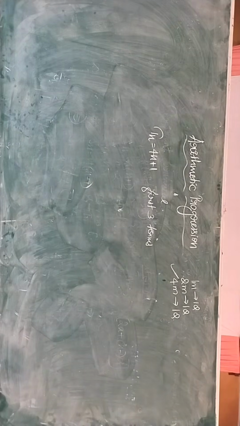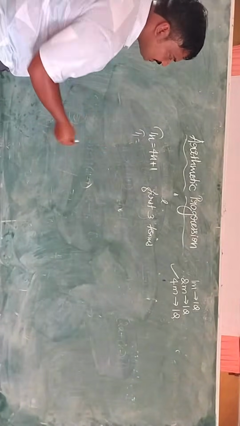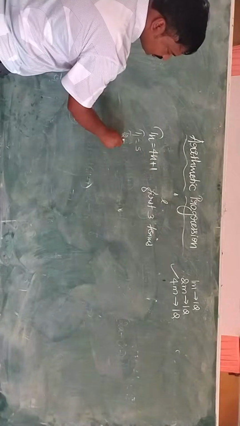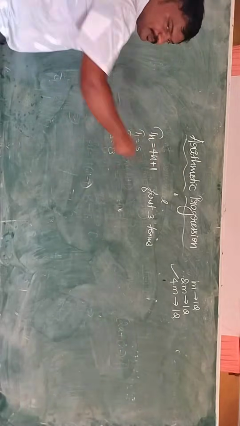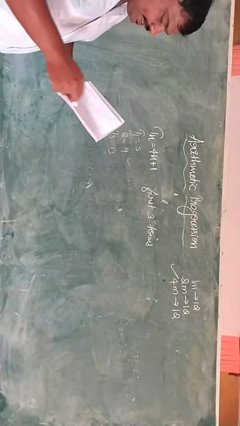Yes, sir. So first you substitute 1. They ask for the first three terms. T1: 4 ones are 4, plus 1, 5. T1 is 5. T2: 4 twos are 8, plus 1, 9. T3: 4 threes are 12, plus 1, 13. So this is your answer. Simple question. Okay, so we can take one more now.